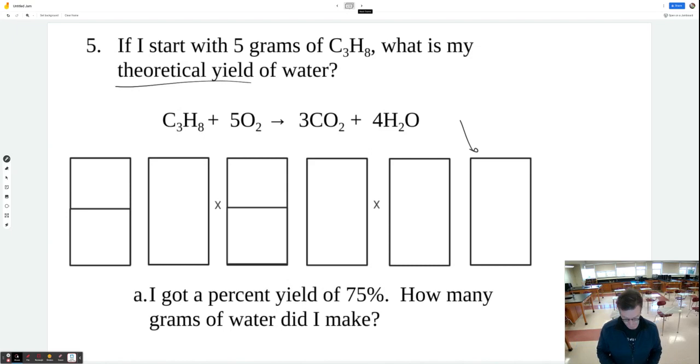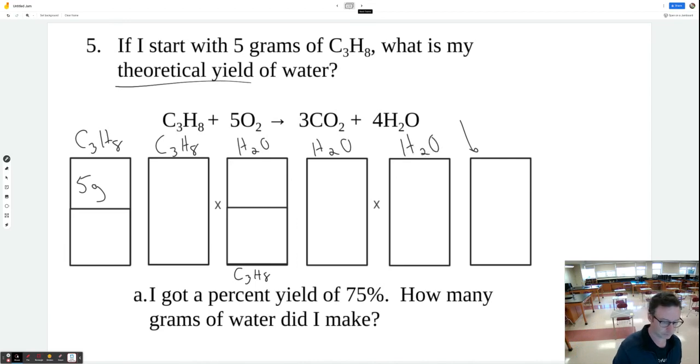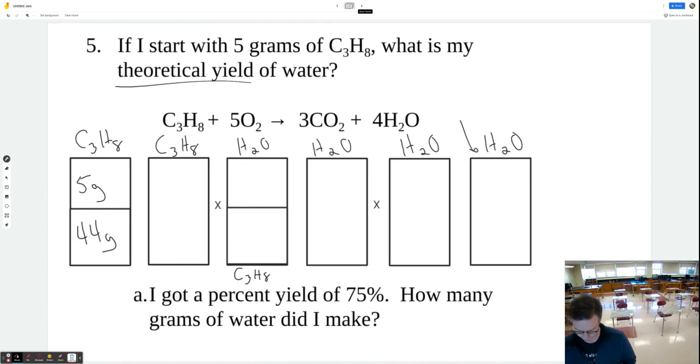So let's go back. We have 5 grams of propane, C3H8. The bottom here is going to be the C3H8. And we want to know water. That's our goal, to figure out how much water we're going to produce. H2O, 5 grams of propane. Propane has a mass of 44 grams. Divide that, we find 0.11 moles. So 5 grams of propane is 0.11 moles of propane.